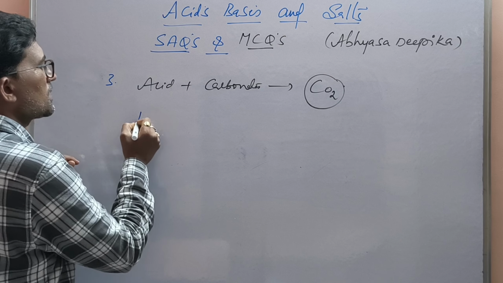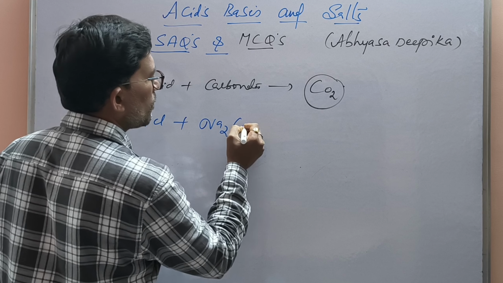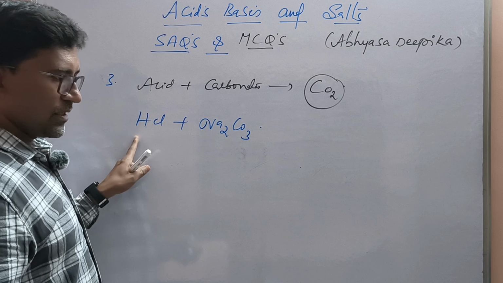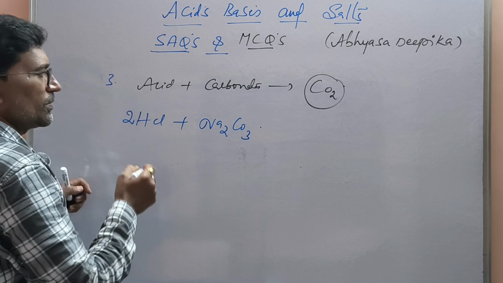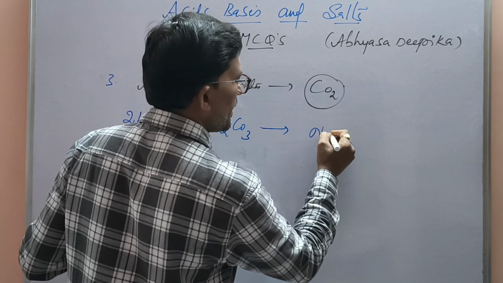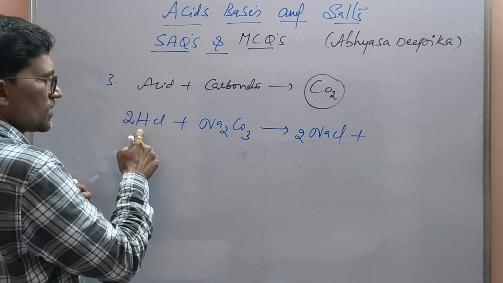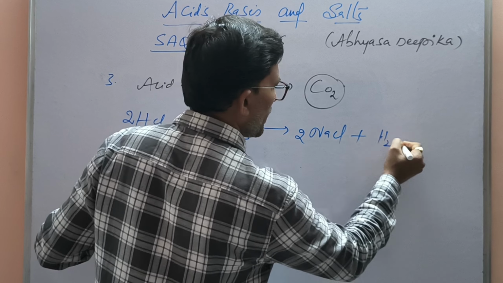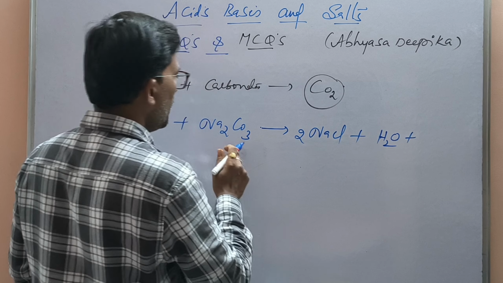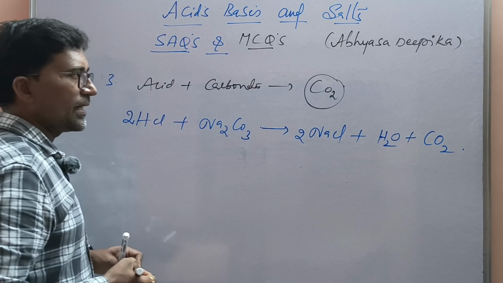For example, HCl, hydrochloric acid, reacts with a carbonate like sodium carbonate, Na2CO3. If both react together, 2HCl gives rise to 2NaCl. How many hydrogens are there? 2, so I write H2. How many oxygens are there? 3, so I write 1 oxygen here. And 1 carbon is left, and 2 more oxygens are left. The gas liberated is carbon dioxide gas.